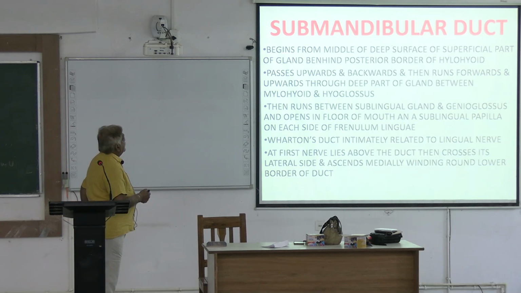The submandibular duct begins from the middle of the deep surface of the superficial part of the gland behind the posterior border of the mylohyoid, passes upwards and backwards and then runs forwards and upwards through the deep part of the gland between mylohyoid and hyoglossus, then runs between the sublingual gland and genioglossus and opens in the floor of the mouth at the sublingual papilla on each side of the frenulum linguae.